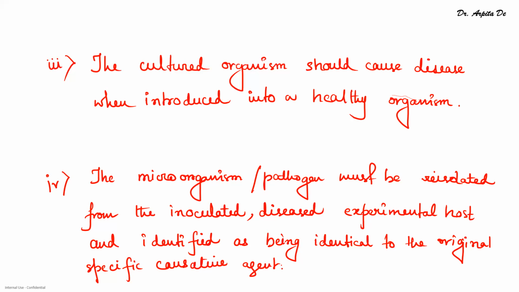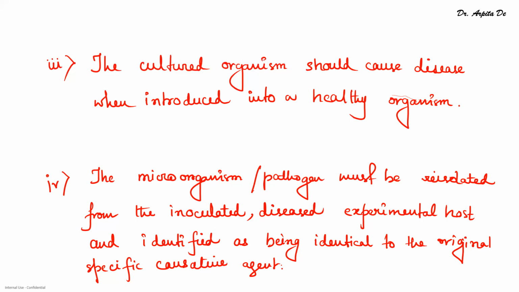So the microorganism is now re-isolated from the inoculated or diseased experimental host. Okay, it is being re-isolated. And now this should be identified as being identical to the original. What does this mean? Now it is compared to the original pathogen, whether it has similarities or not. If it is truly that particular organism, it will have similarities. So this is how Koch's postulate must be followed in order to come to a conclusion.